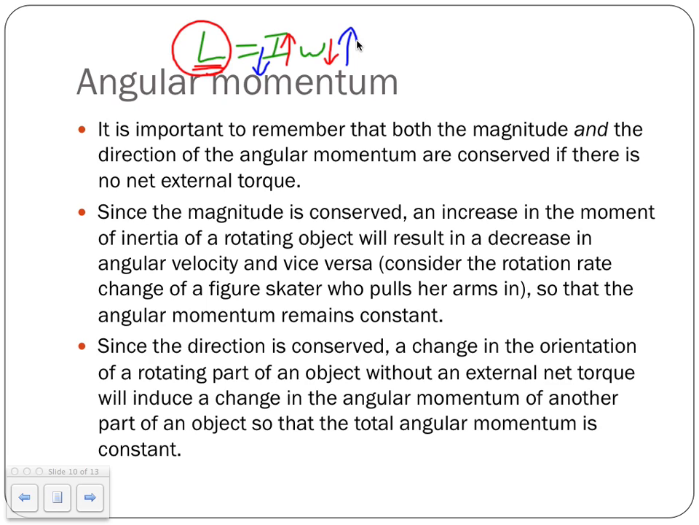And so that's something that you have to deal with because of the fact that with no net torque, the angular momentum is constant. The other piece is direction. Since the direction is conserved, a change in the orientation of a rotating part of an object without an external net torque will induce a change in the angular momentum of another part of the object, so that the total angular momentum is constant.